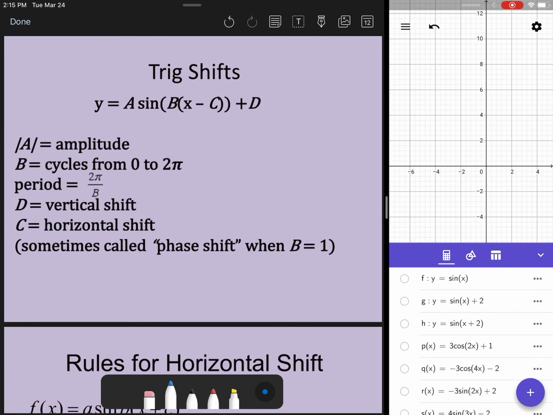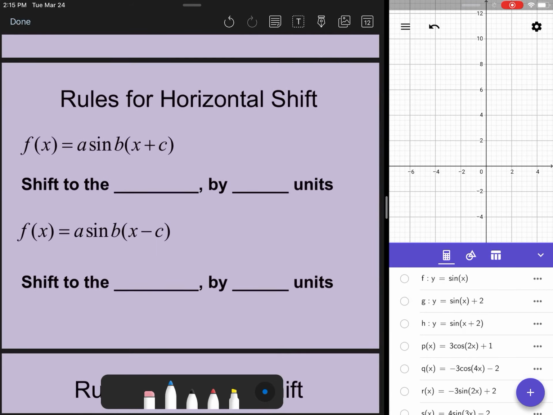All right, so here are just some formulas and notes to look back on to help guide you through today's lesson. Okay, again, just like we've talked about the last few days, A is the amplitude, absolute value of the amplitude. B represents the cycles. Okay, how many cycles do we have going from 0 to 2 pi? The period is 2 pi over B. Okay, B again represents the frequency. D stands for the vertical shift. If we're adding or subtracting anything on the inside of the parentheses, directly to x, it's a horizontal shift. Sometimes called a phase shift when B is equal to 1.